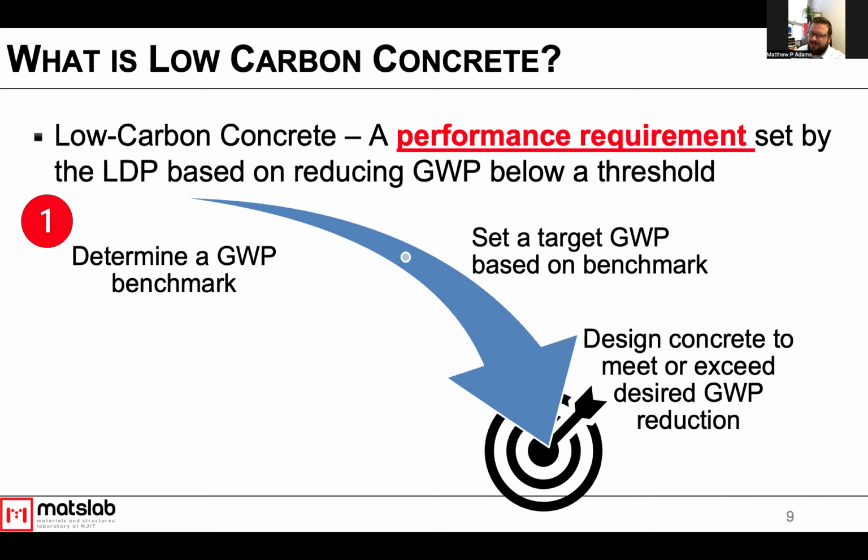Once you set your benchmark, you then need to set a target based on that benchmark. So the target could be to make sure that all your concrete is below that benchmark, make sure that it's all below 85% of that benchmark, or even if you're starting fresh and you're trying to get people used to the documentation, starting that at 120% of the benchmark, right? It all depends on what is important for your area and how quickly you think you can meet it. And then once you set those targets, you need to design your concrete to meet or exceed your desired global warming potential reduction.